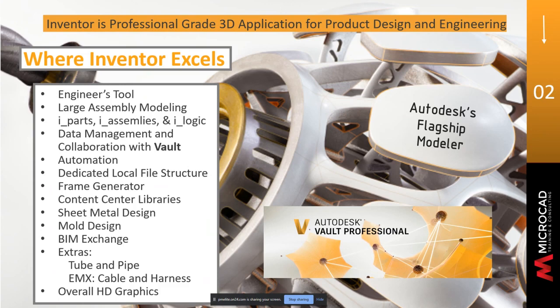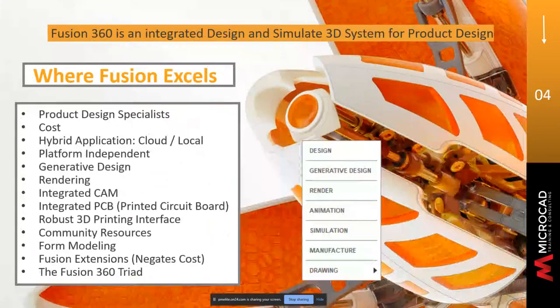So let's move on to Fusion. So Fusion 360 is an integrated design and simulate system for product design. So where Fusion excels is in product design. This will appeal to product design specialists. Another draw to Fusion is the cost. It's quite a bit cheaper than Inventor.